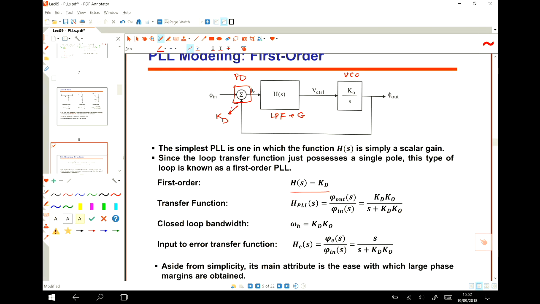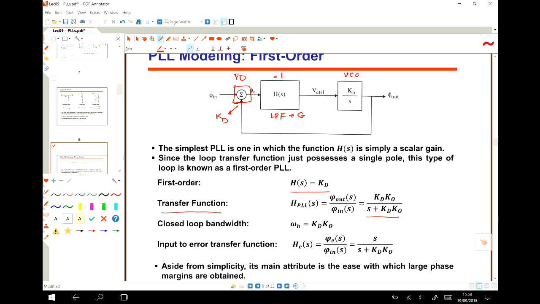It's better to write down. This is KD, this H(s) equals 1, nothing. And this VCO is also KO over S. So this is the transfer function of the VCO. This is the transfer function of my filter, and this is also the gain that the phase detector can give me, any number. If we write down the closed loop transfer function, we reach this one.